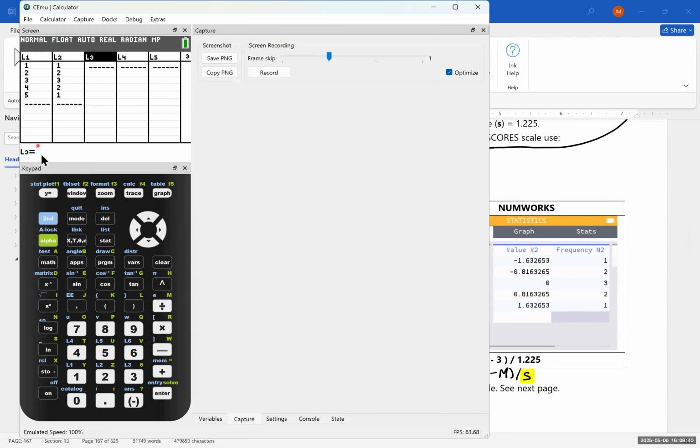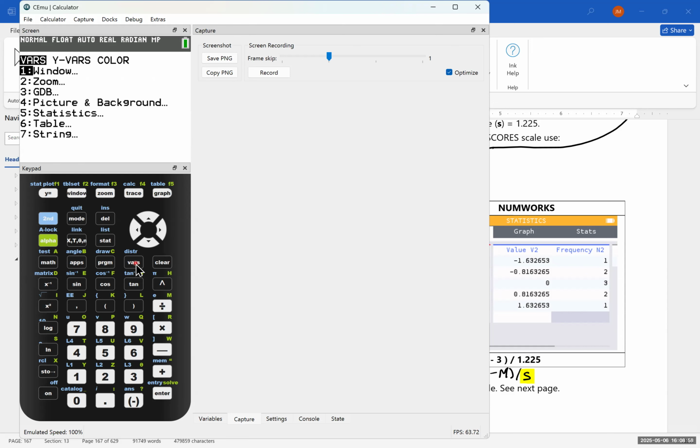Okay, so list three is equal to, I'm going to put in parentheses, second and one, that'll print an L1, minus, now I need to put in X bar. So to put in a variable on the Texas Instruments, you want to hit this variables button. And then we want to go to statistics, statistics variables. And notice number 2 is X bar.